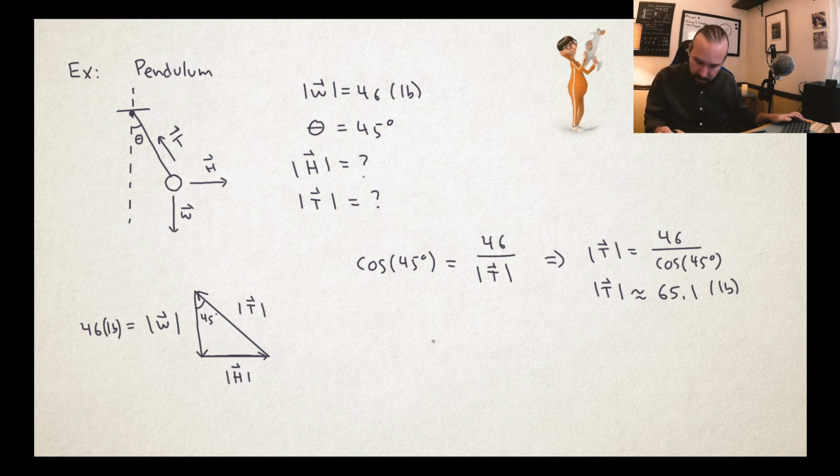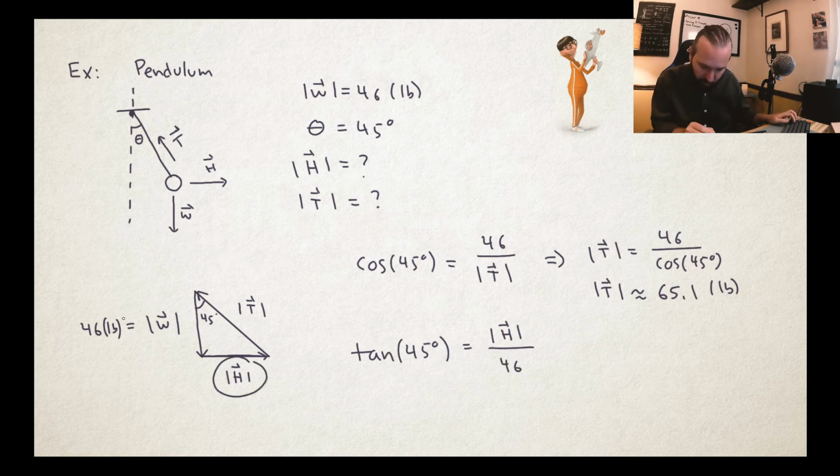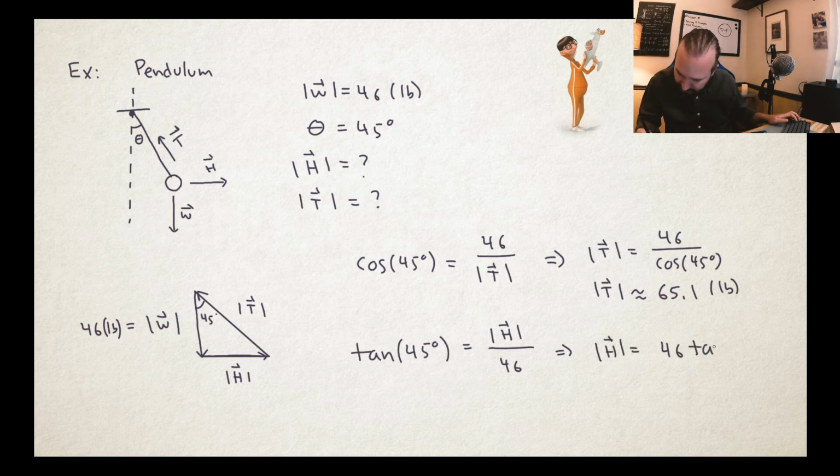And then now I'm trying to get H here. When I look at this diagram, I see an angle, I see an adjacent side, and I see H as opposite of that. So that makes me think I need to use tangent. The tangent of 45 is going to be the opposite over the adjacent. So this will be the magnitude of H divided by 46. Okay, so multiply both sides by 46. The magnitude of H is 46 tangent 45.